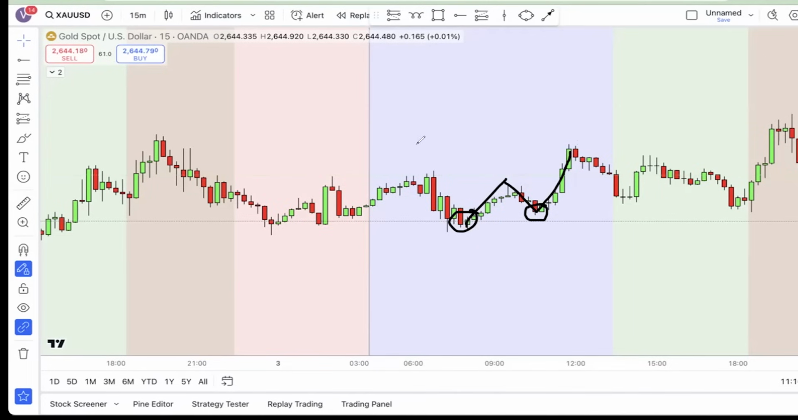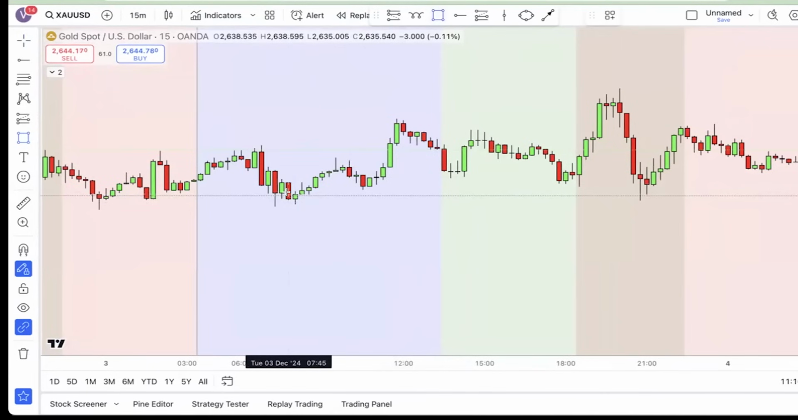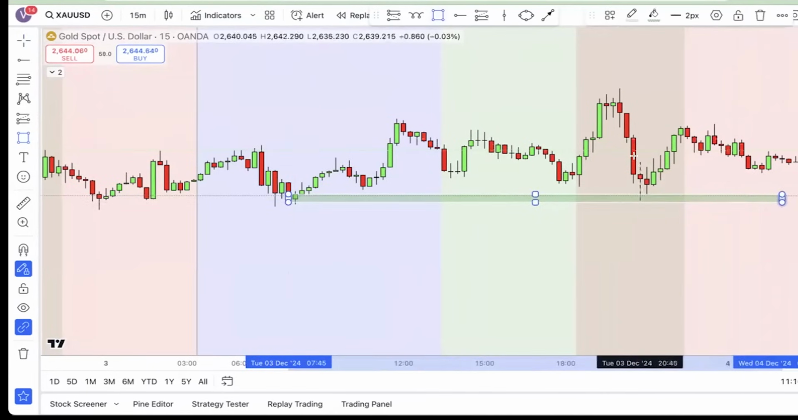So whenever you see that price made a big move from that level in the Asian session, what you can do is you can mark that level on your chart, and if price comes back to that low, most of the time you can expect a big move on the upside.